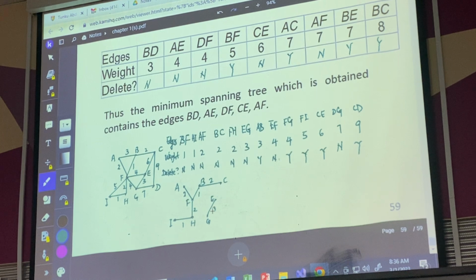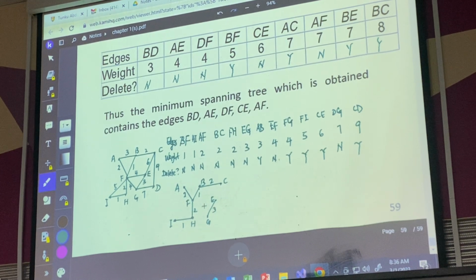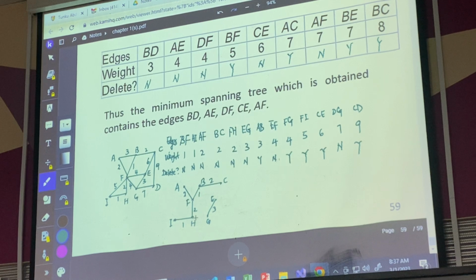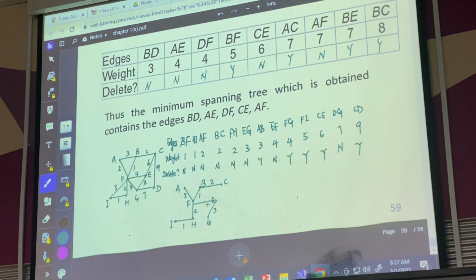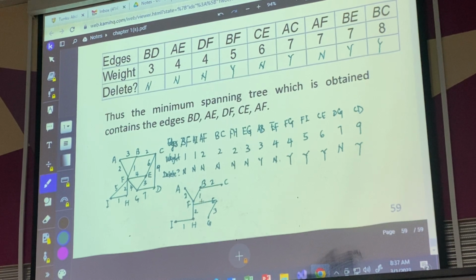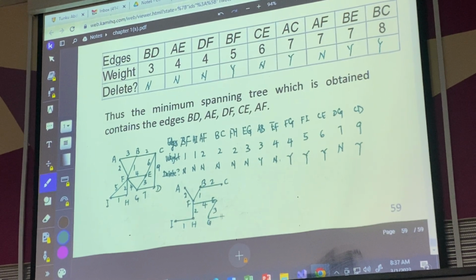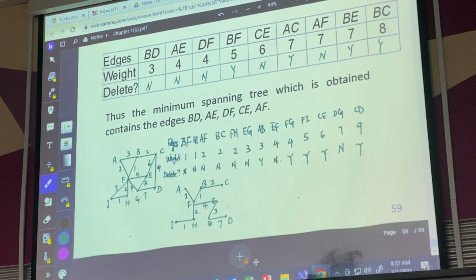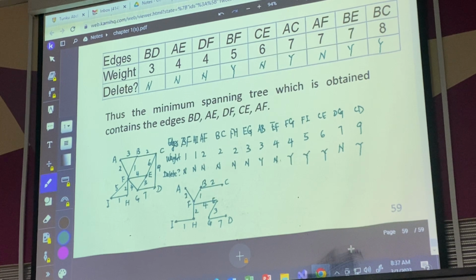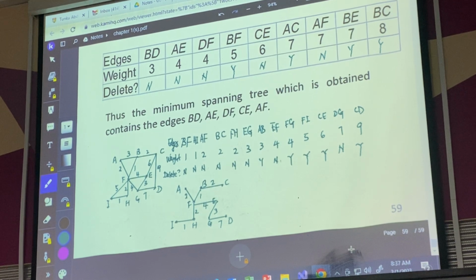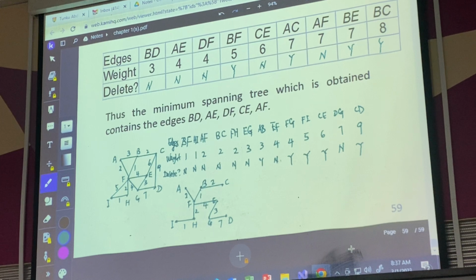EG is 3, and then this one is EF or FG is up to you. This is EF for mine. This one is 4. And then we have DG, which is 7. So this is the minimum spanning tree we get. And altogether you have 8 edges.